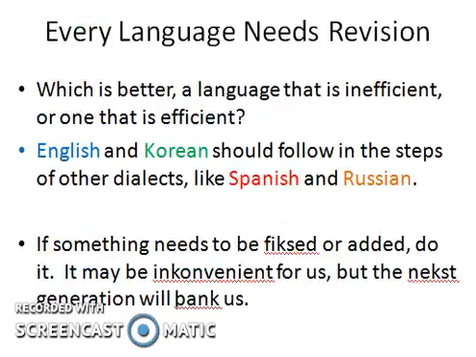Every language needs revision. Which is better? A language that's inefficient or one that is efficient? In my opinion, Korean and English should both follow in the steps of other languages, like Spanish or Russian. Remember, if something needs to be fixed or added, do it. It may be inconvenient for us, but the next generation will thank us.